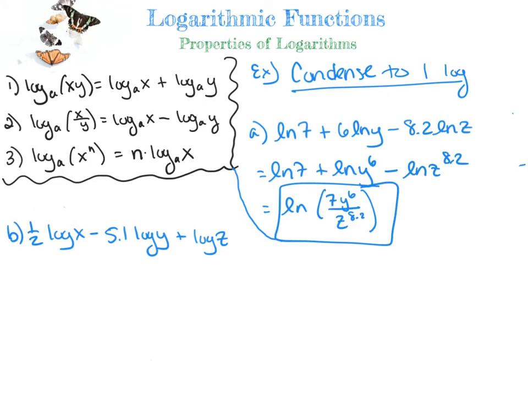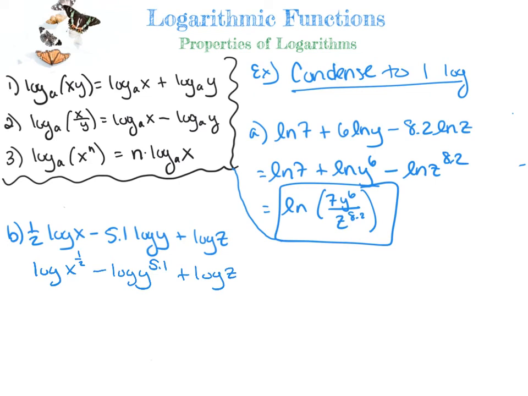Okay, same directions, we want to condense, and just like in the previous problem, the first thing we want to do is take these coefficients and move them up as exponents. So this will become log of x to the 1/2 minus log of y to the 5.1 plus log of z.